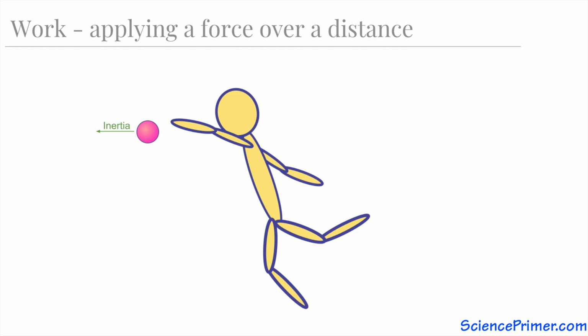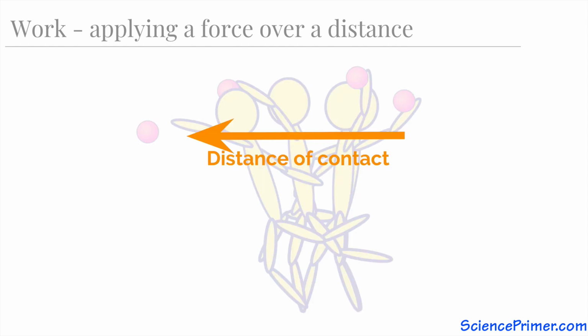The ball continues to move in the direction thrown due to its inertia, even in the absence of any additional force. The work done on the ball by the thrower occurs only over the distance the thrower accelerates the ball prior to losing contact with it. It is a measure of the number of newtons of force the thrower applied over the distance of the throw.